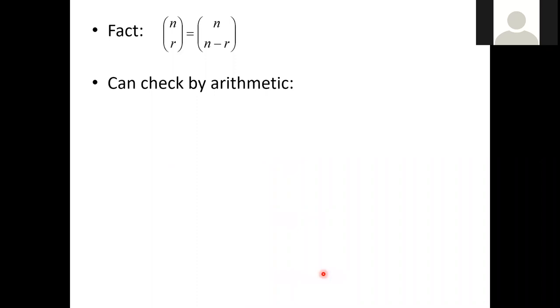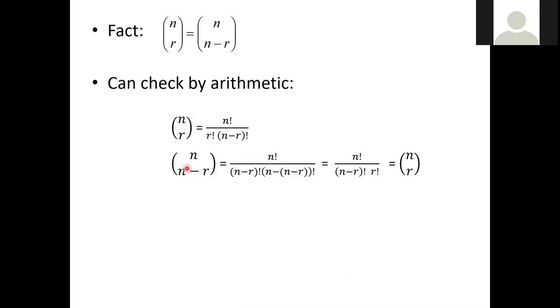Okay, so this equality that we observed, that 6 choose 2 and 6 choose 4 were the same in this example, is a general rule. And you can check it by arithmetic. n choose r has this formula, and n choose n minus r, you plug it in, you get this. However, n minus (n minus r) simplifies to r, and now this and that are the same, so you can write equality.